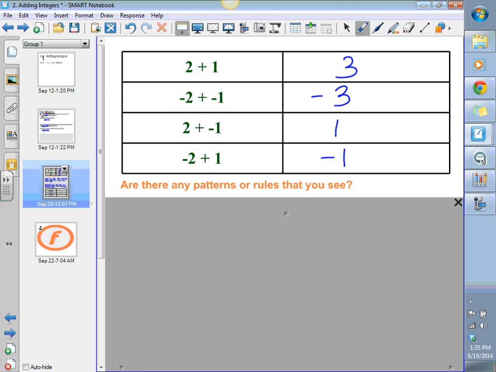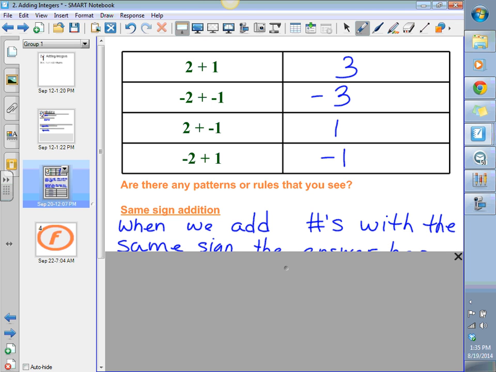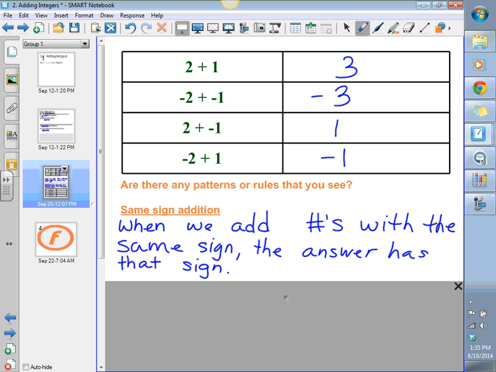Okay, so patterns that you might see, hopefully you're noticing. Same sign addition. When we add numbers with the same sign, the answer has that sign. All right, easy enough.